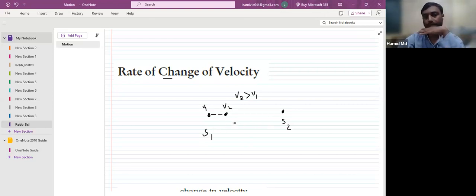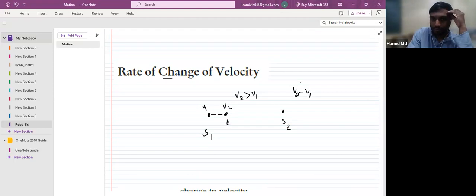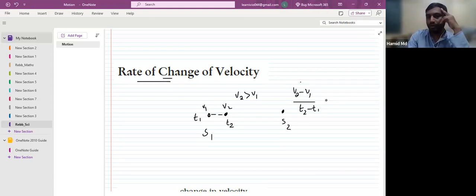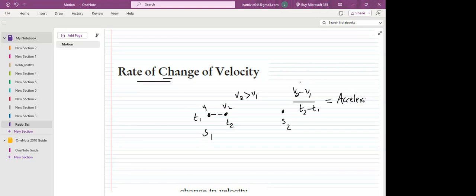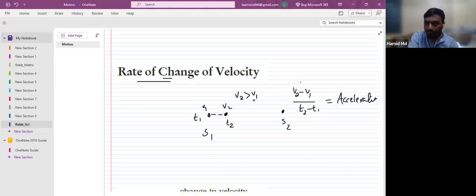So it is acceleration. We are going accelerated. So we say V2 minus V1, and corresponding to this, the time is T2, and corresponding to V1, the time is T1. So it is like T2 minus T1. So it means the rate of change of velocity, and this quantity, we know, gives the acceleration. Clear? Yes, sir.